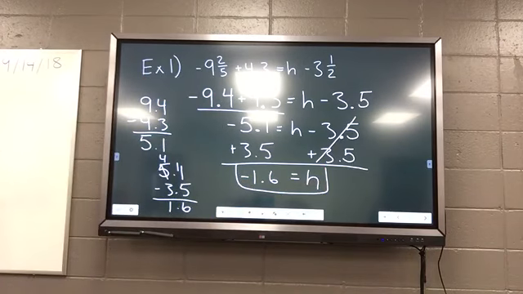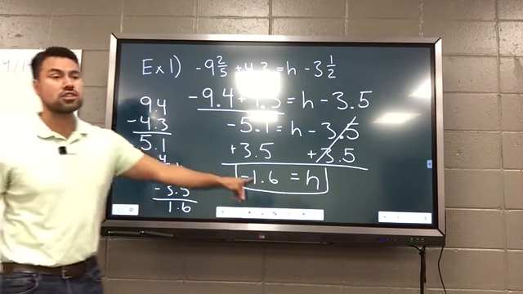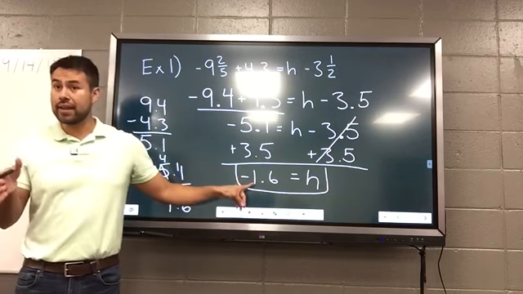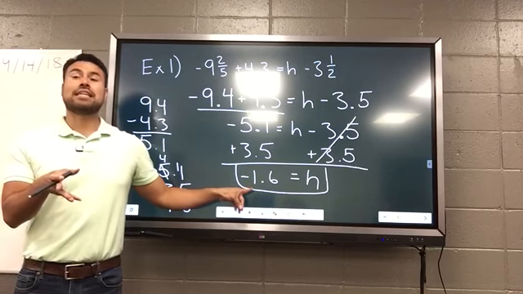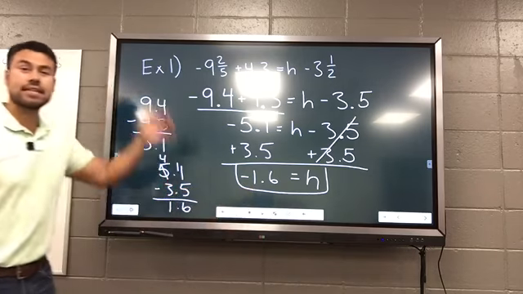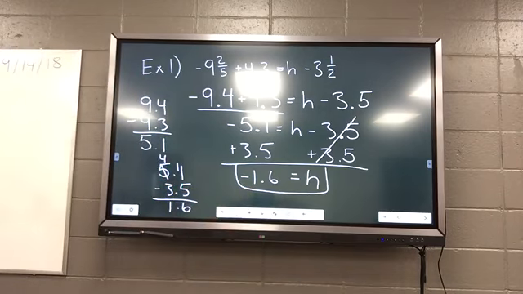Yes, ma'am. Okay, great question. What's this as a fractional answer? Negative 1 and 3/5. Because 6/10 is good, but it needs to be simplified. Good question. All right, last problem.